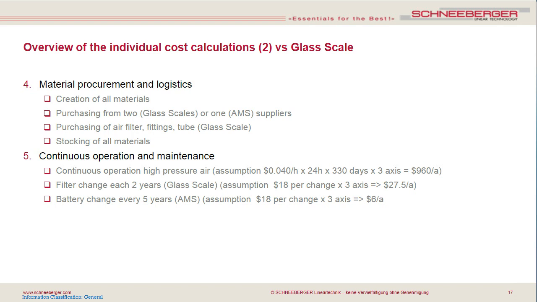Continuous operation and maintenance. Continuous operation, high pressure air, assumption $0.04 per hour times 24 hours a day times 330 days a year times 3 axes. This makes $960 per year. Filter change each 2 years, glass scale assumption $18 per change times 3 axes, $27.5 a year. With AMS, battery change every 5 years, assumption $80 per change times 3 axes, it makes $6 a year.